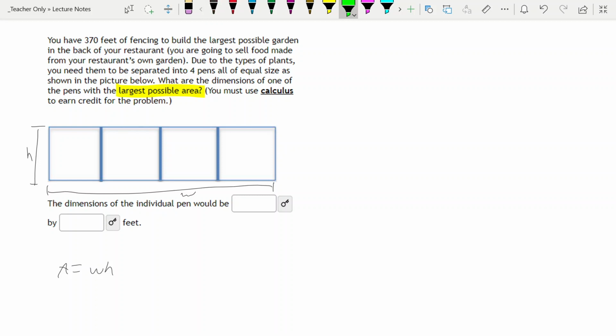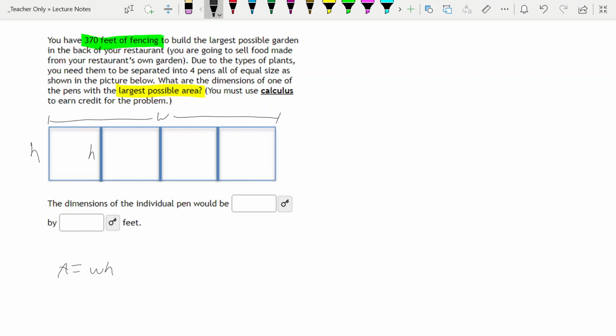Now we know we have 370 feet of fencing. So I need to build these walls. Now here's the trick. I'm going to need two W's, right? I'm going to need two W's. I'm going to need width, which is going to range from here to here. I'm going to need two of those, one for the top, one for the bottom. And then I'm going to need height. And how many of those am I going to need? Well, I'm going to need 1, 2, 3, 4, 5 heights of fencing to build this fence, right?